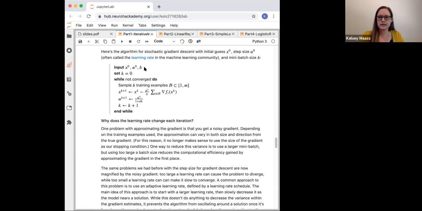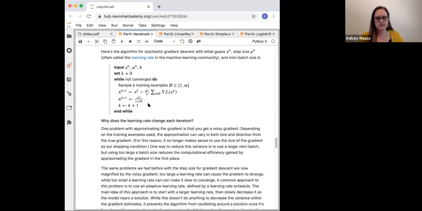So here B indicates our mini batch size, and this is the number of training examples we sample each iteration. So now, instead of computing the full gradient, we only use B of the terms to approximate the gradient. One difference here, as opposed to gradient descent, is now our step size is changing each iteration. It's getting smaller and smaller.